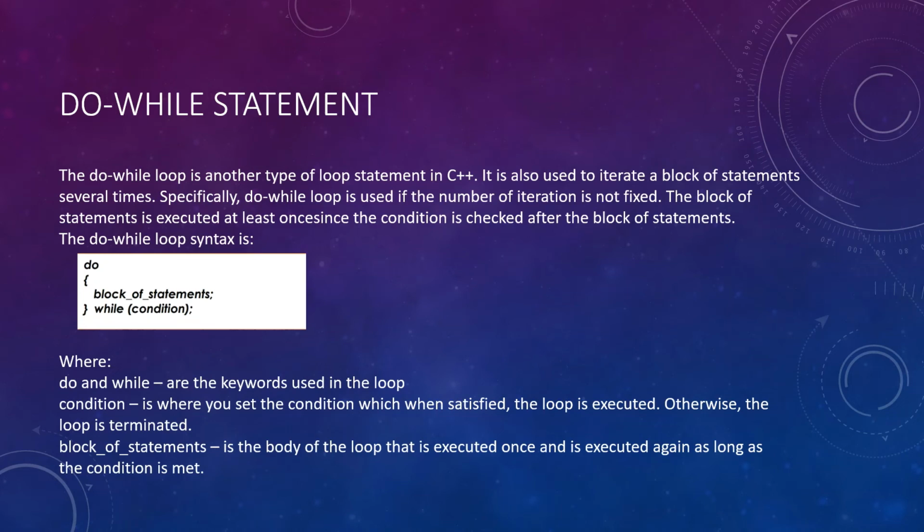The do-while loop syntax is shown, where do and while are the keywords used in the loop. Condition is where you set a condition which, when satisfied, the loop is executed. Otherwise, the loop is terminated. Block of statements is the body of the loop that is executed once and is executed again as long as the condition is met.